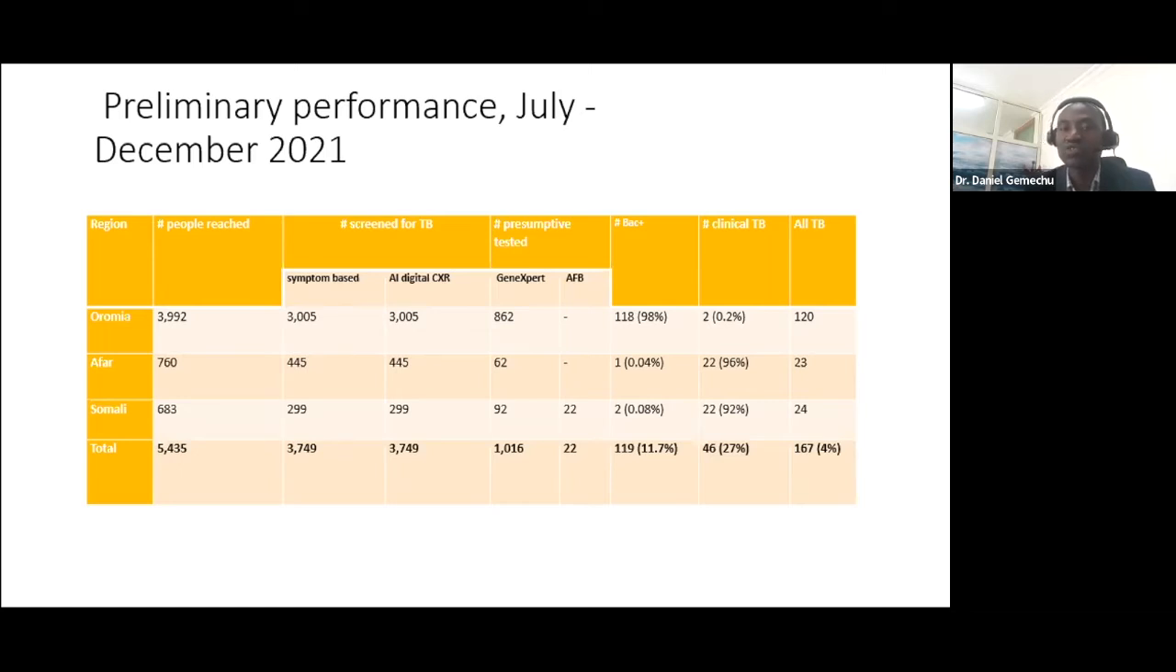So overall, close to 4,000 people were screened using the technology, and operationally we've seen how it was possible to operate with this technology in the pastoralist communities, and it has contributed to the increase in the number of TB patients. More than 120 patients were diagnosed and linked to care because of the access people got while mounting the technology on mobile vans. Next.